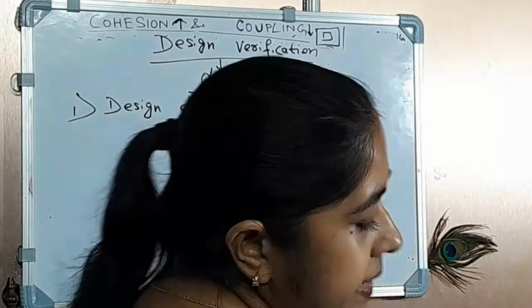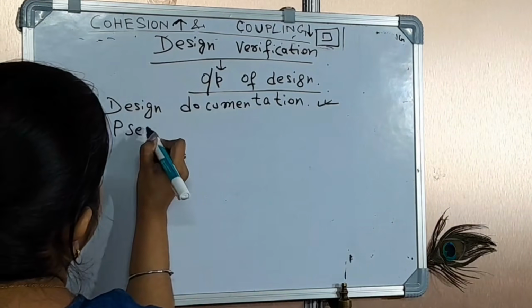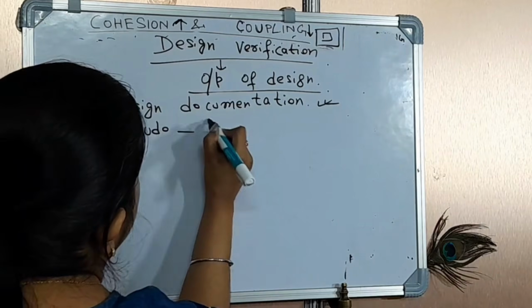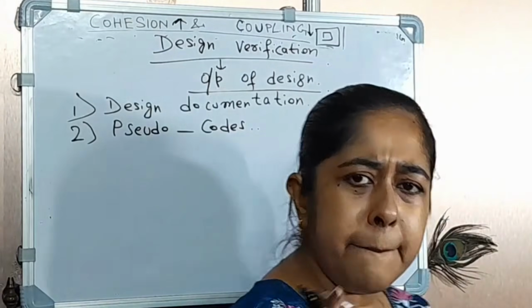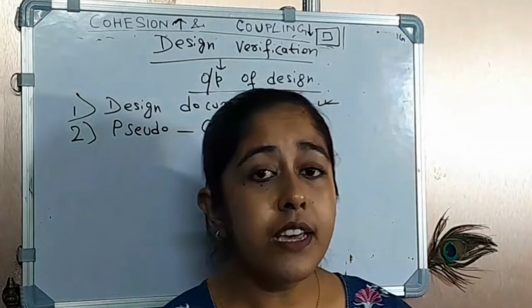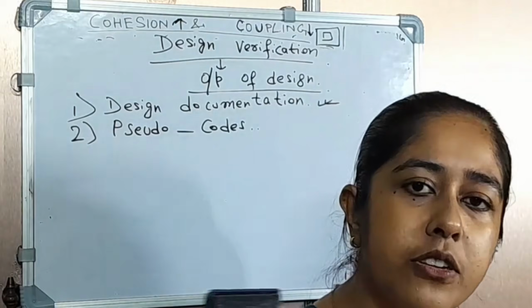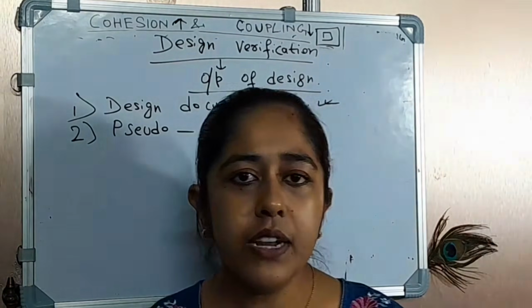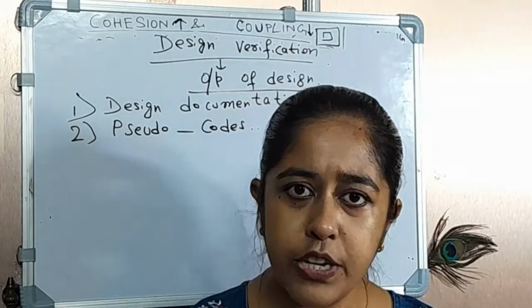Second one is pseudo codes. Some codes you are getting. Pseudo codes means some basic codes you are getting. These are not the main codes. Main codes you will get after you have completed your coding phase. Now you are getting some pseudo codes, this kind of thing we are going to use for our coding phase.